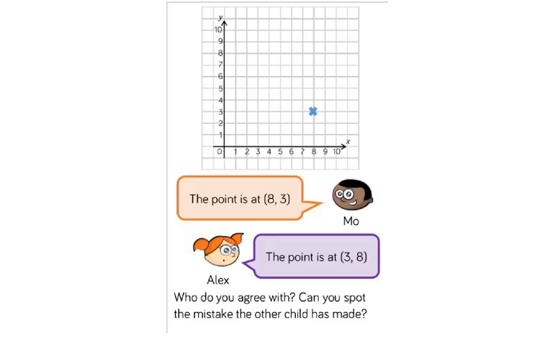Also today we've got some reasoning and problem solving activities from White Rose Hub. So there's this first one here. Mo is saying the point is at (8, 3), and Alex is saying the point is at (3, 8). Who do you agree with? Can you spot the mistake the other child has made? So if you've been listening really carefully to what I've been saying, that shouldn't be too much of a challenge. So have a really good think about that one.